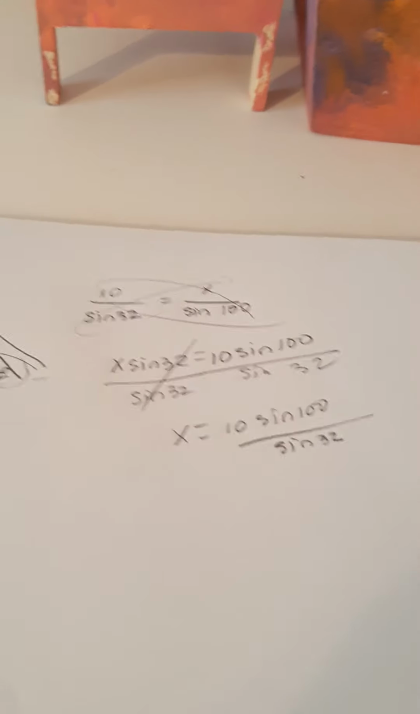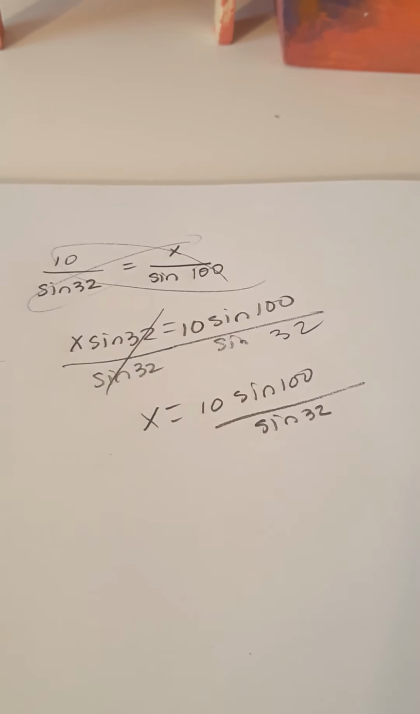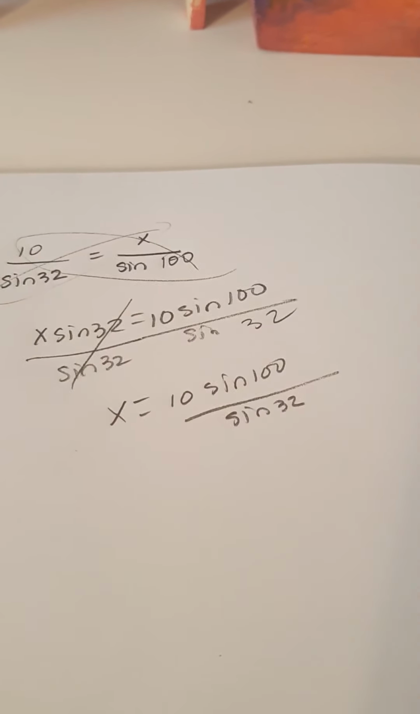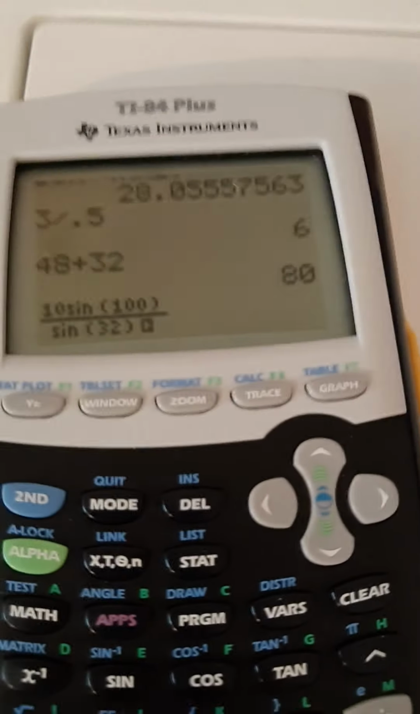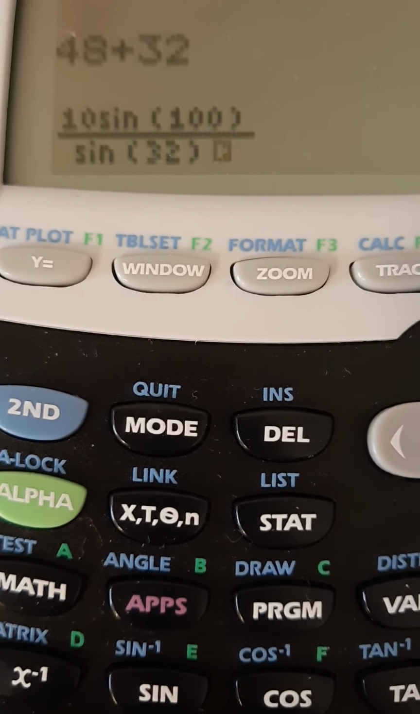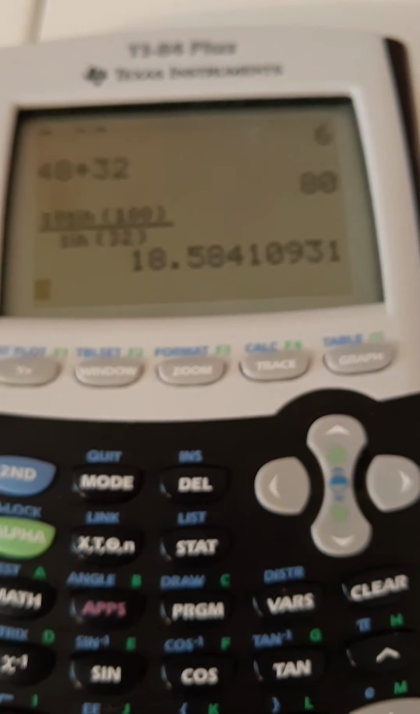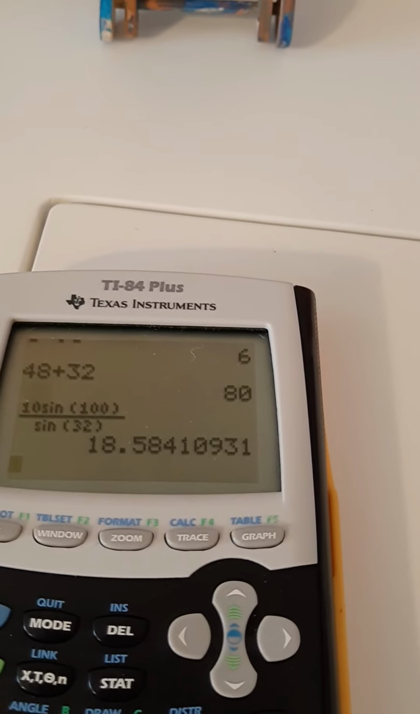Okay, so in the calculator, you're going to go to alpha y equals, so you get a nice fraction, 10 times the sine of 100 divided by the sine of 32. So this is what I typed in my calculator, that right there. And I get 18.5. I'm supposed to round to the nearest 10th, so 18.6 feet. Yep, feet.